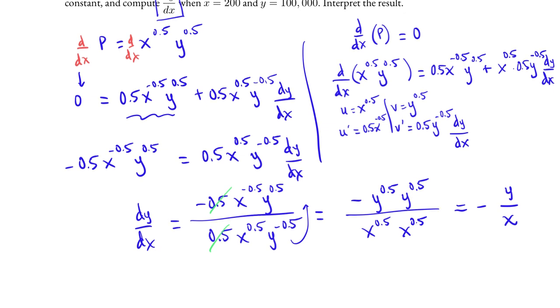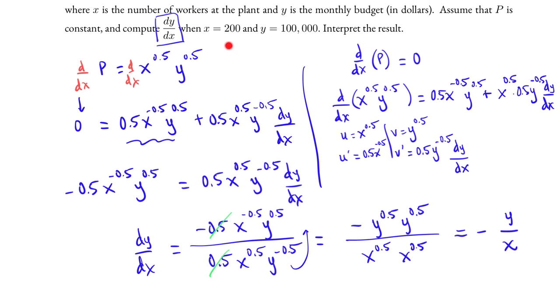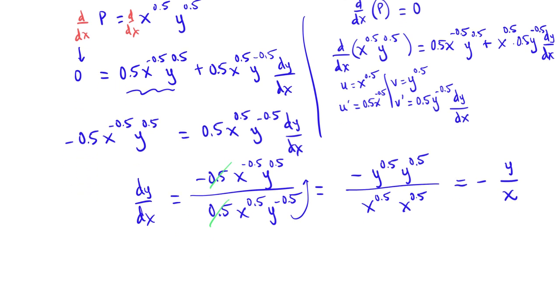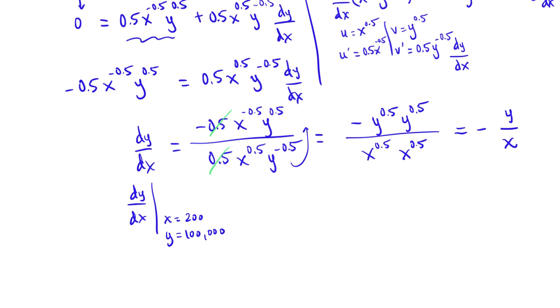We then evaluate the expression when x equals 200 and y equals 100,000 to evaluate dy/dx. All we're doing now is that everywhere we see an x, we replace it with 200. Everywhere we see a y, we replace it with 100,000. So we'll have negative 100,000 over 200, and this will give a negative 500.